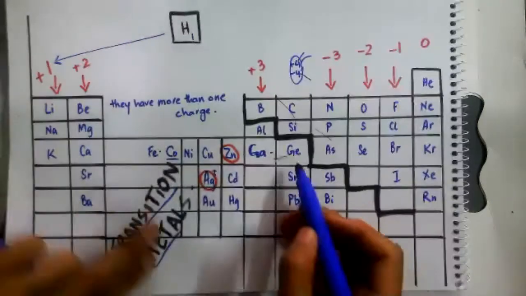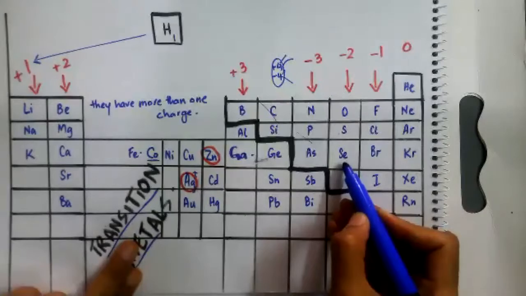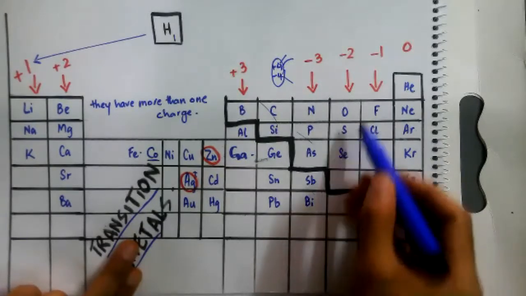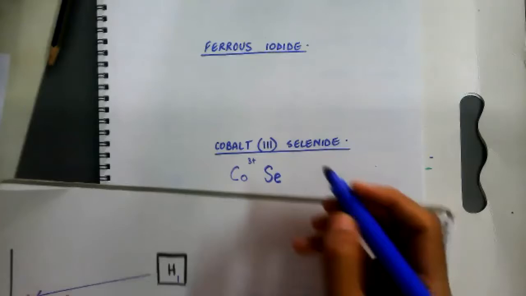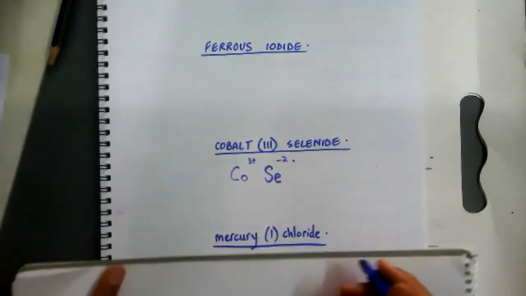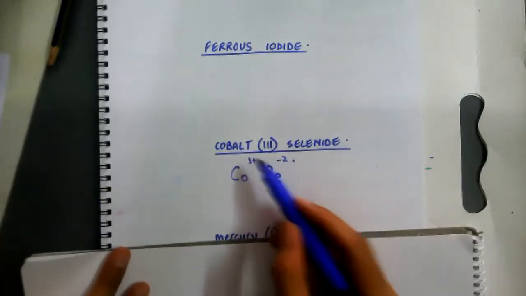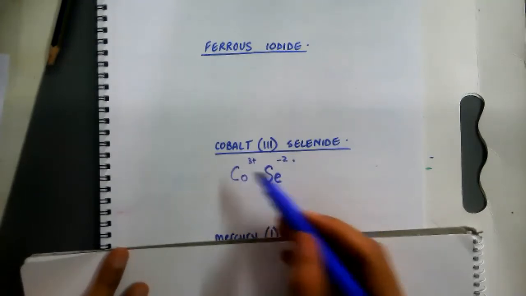And then we have selenide. Where is selenide? Here. This is selenide. It has -2 charge. Very good. Okay, now what should be my next step? So are they balanced? No. Okay, why is it important to balance them?